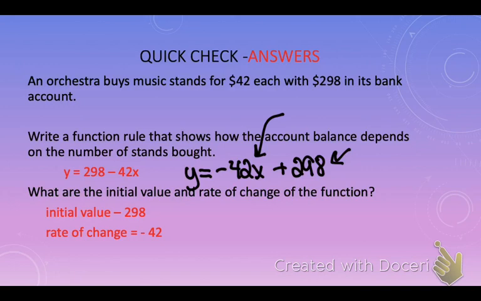So my initial value should be $298. That shouldn't be a negative. My rate of change is negative 42. So please write that down. Again, if you have questions, write those down on the side in your notebook, and we can go over those tomorrow during class.